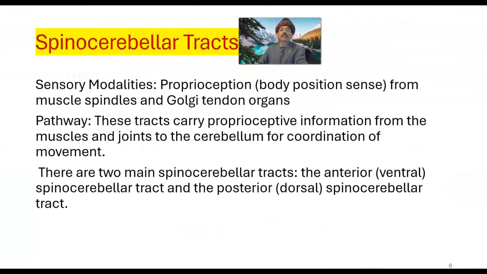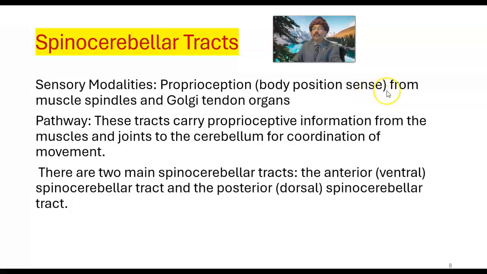Sensory modalities of the spinocerebellar tract: proprioception, body position sense from the muscle spindle and Golgi tendon organs. Pathway: this tract carries proprioceptive information from the muscle and joint to the cerebellum for coordination of movement. One of the most important functions of the cerebellum is coordination of movement: movement in the right direction, right extent, right force. There are two spinocerebellar tracts: the ventral or anterior spinocerebellar tract, and the posterior or dorsal spinocerebellar tract.